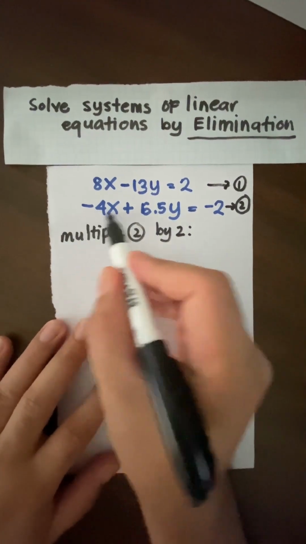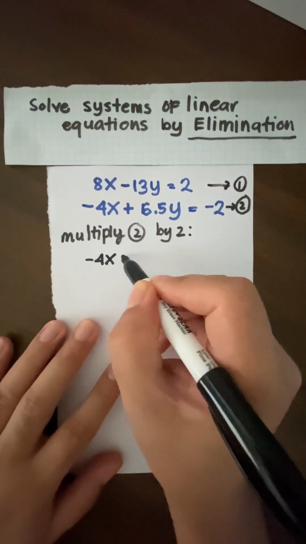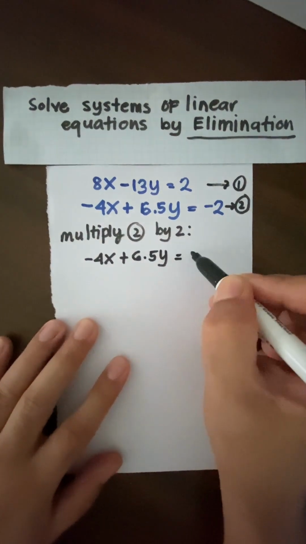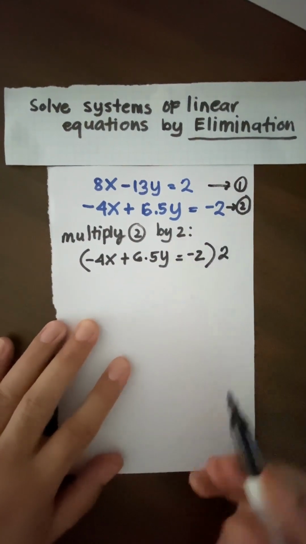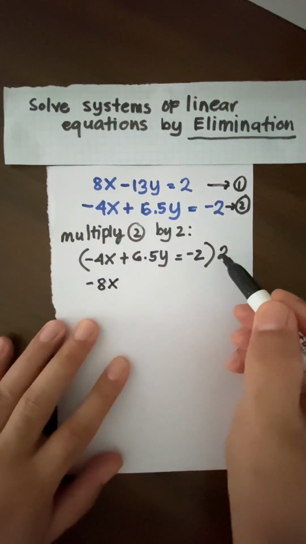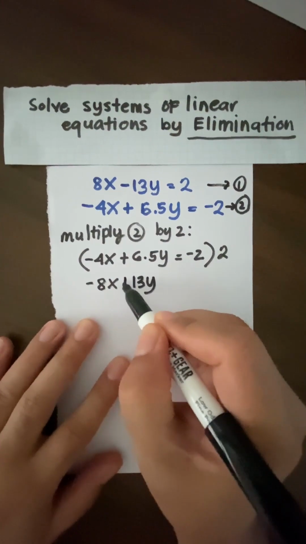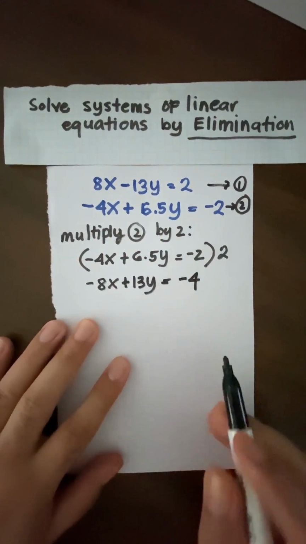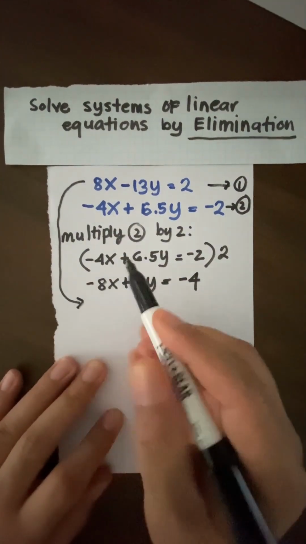We copy equation 2 first. We now multiply it by 2. 2 times negative 4x is negative 8x, and then 2 times 6.5y is 13y. Negative 2 times 2 is negative 4. Let's bring down equation 1.